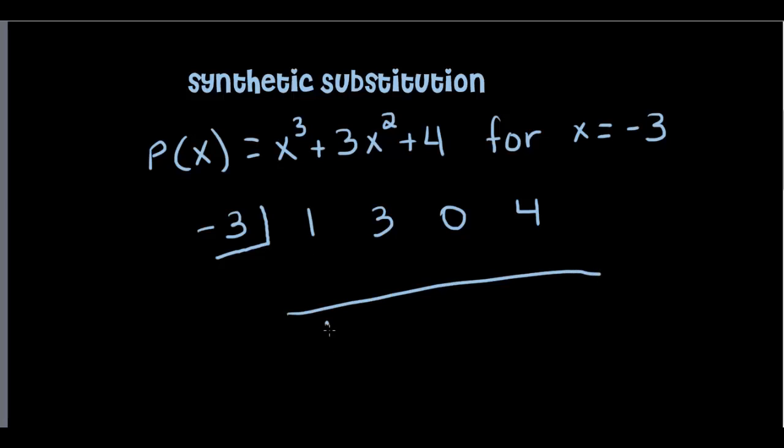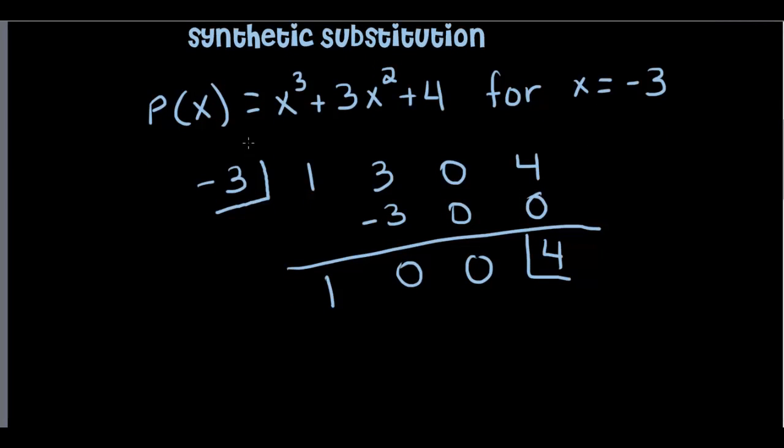Then I'm going to bring the 1 down. -3 times 1 is -3. 3 minus 3 is 0. -3 times 0 is 0. 0 plus 0, 0. -3 times 0, hey, what do you know? 0 again. 4 plus 0, 4. That's the remainder. And the remainder is the value of the function when x is -3.